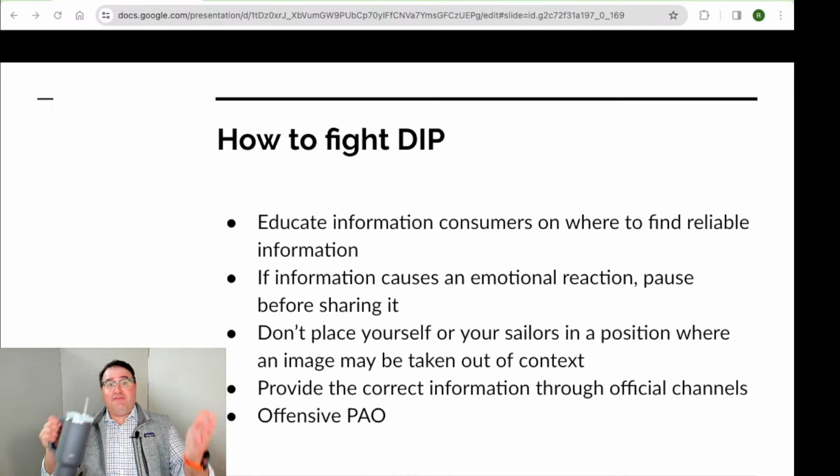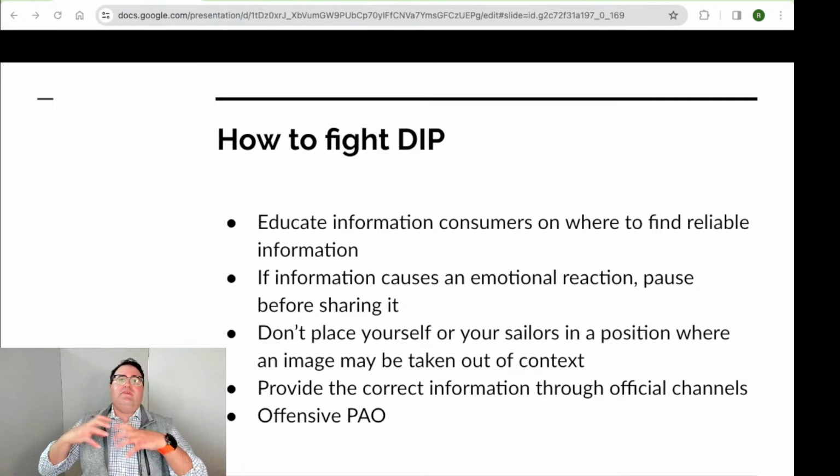Now, how to fight DIP? How to fight deceptive imagery persuasion? Well, the first way is we need to educate information consumers on where to find reliable information. Just because someone has a lot of followers doesn't necessarily mean that they know what they're talking about. And you might want to check your sources.